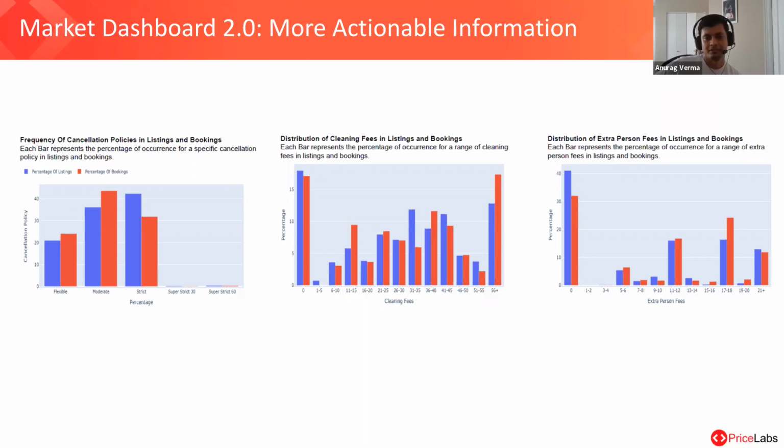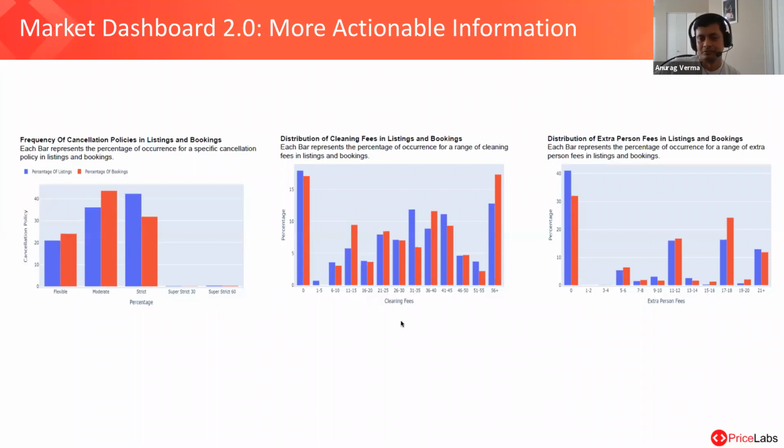That's the leftmost chart. The middle chart is showing cleaning fee on the x-axis. So it looks like more than 15% of the listings do not charge any cleaning fee. And then about 12% of the listings have a cleaning fee that's more than $56. And then there is a fairly bell-shaped curve in the middle.